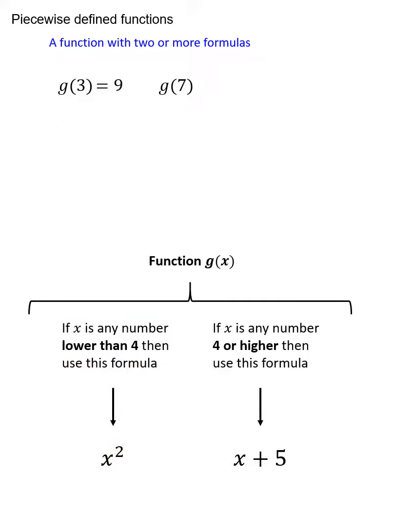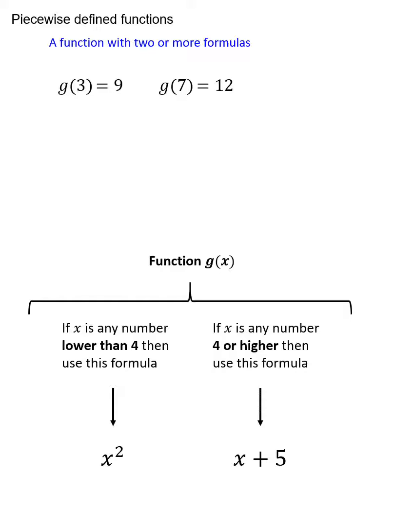Let's take a look at g of 7. Remember, this means that we have an input value or x value of 7, and we're going to compute the output value using the formulas. But the directions of the formula say if x is any number 4 or higher, to use the second formula. 7 is definitely qualified as 4 or higher, so we'll plug 7 into the second formula. That gives us 12. And 12 is the output value associated with the input value of 7.